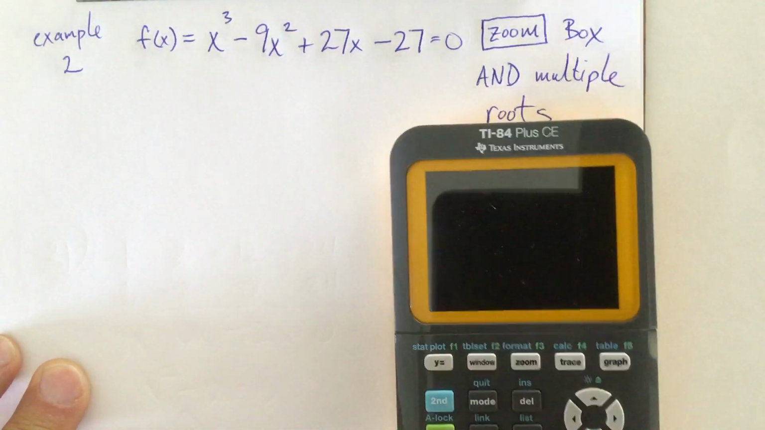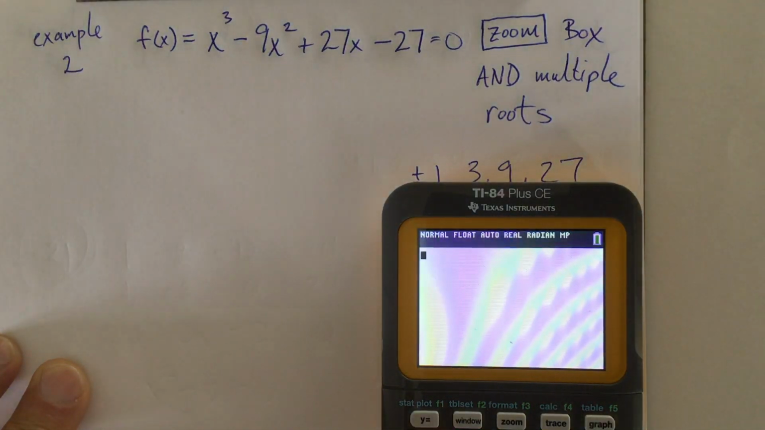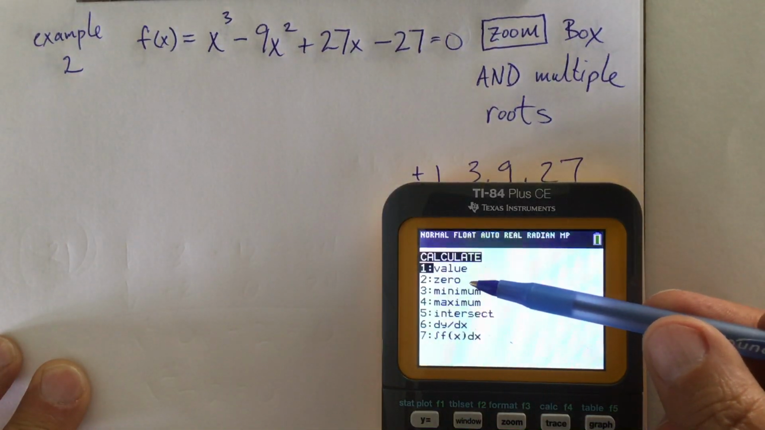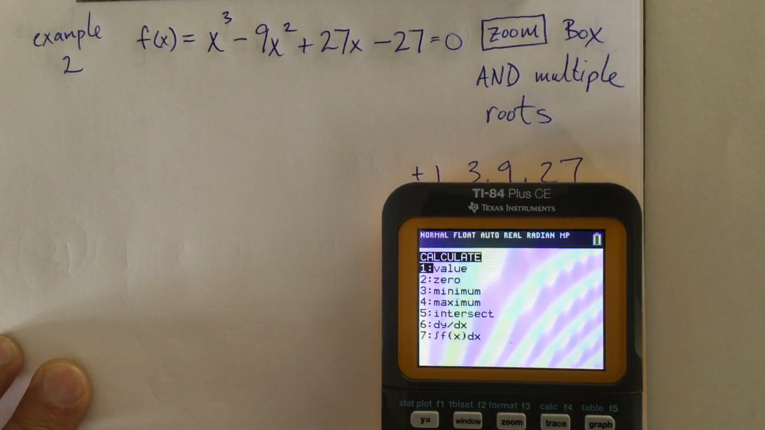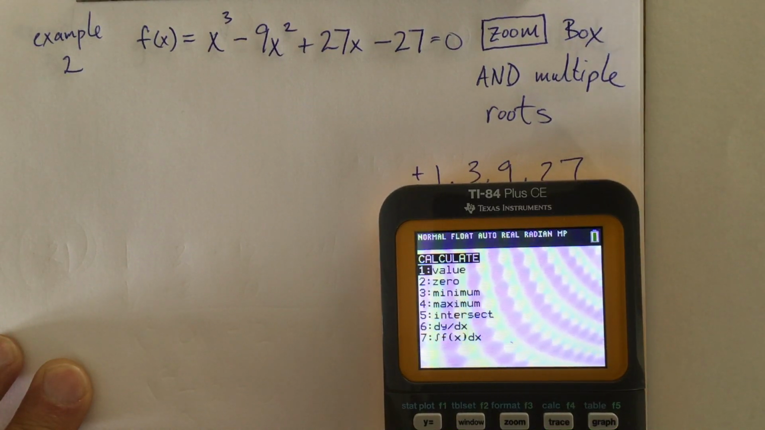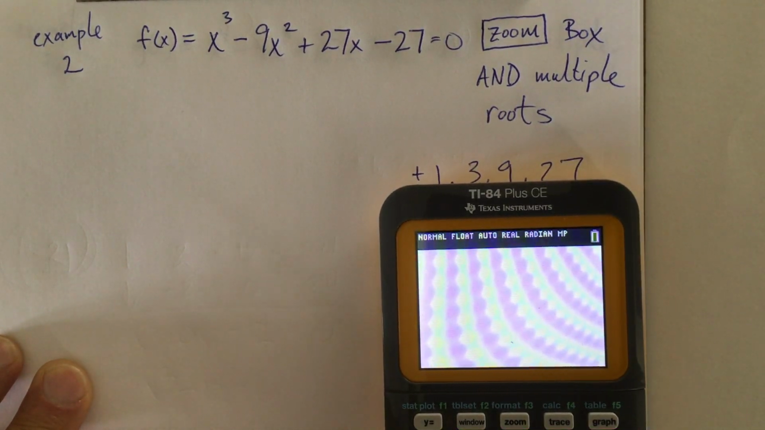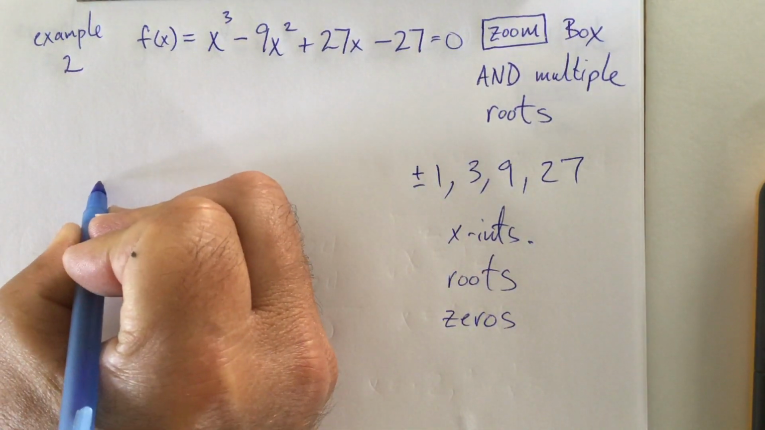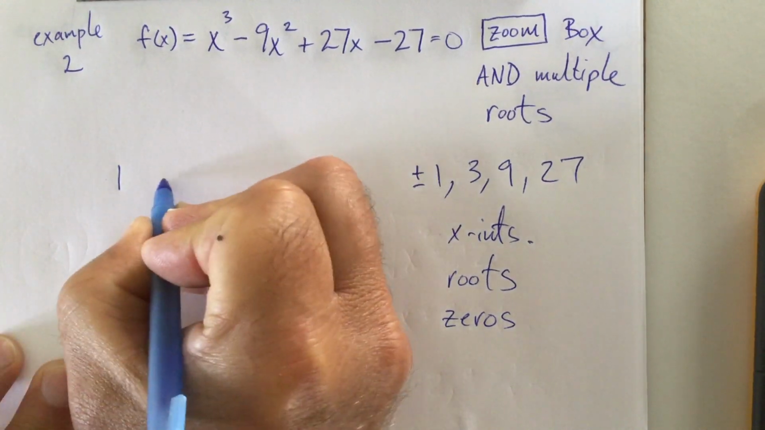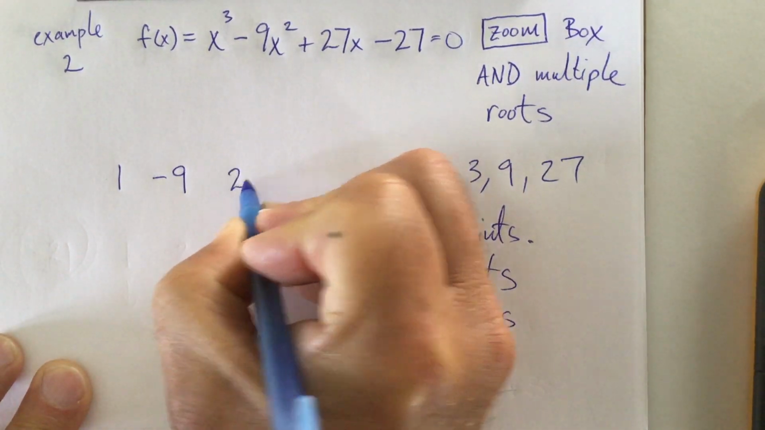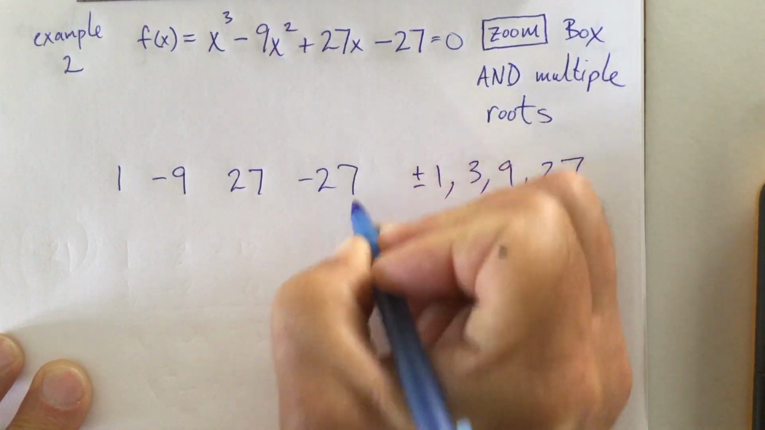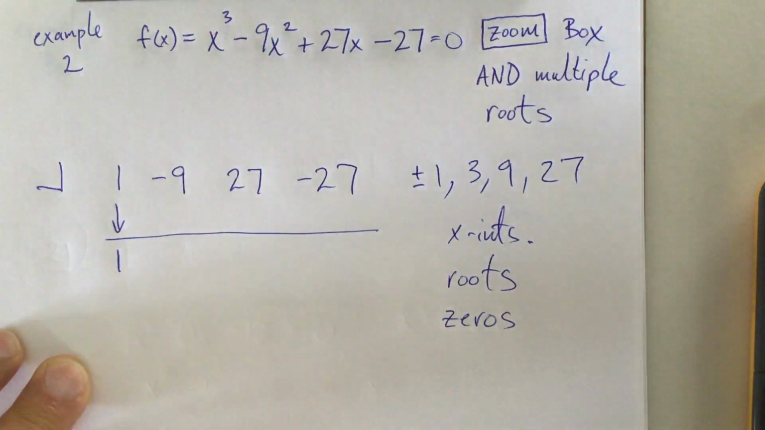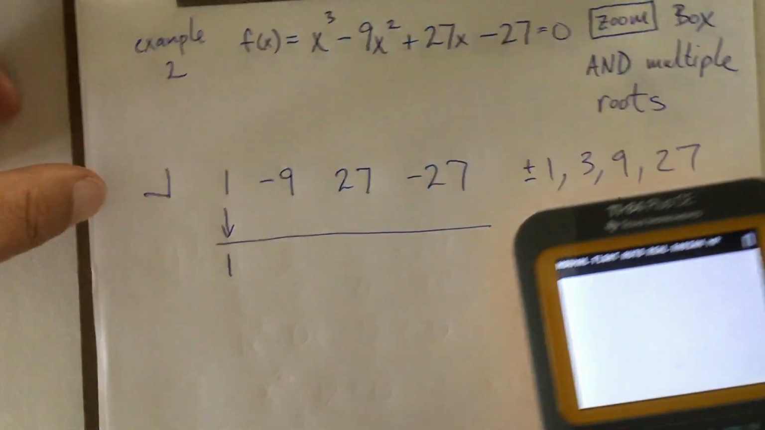In fact, on your calculator, let me show you this. Second trace. So I'm going to the calculate menu. Look, there's a thing here that says zero. We're not going to worry about it right now. We don't need that, but it is there. So anyway, I'm going to get rid of this. Second quit. So here we go. I'm going to be doing some synthetic division. So I need a 1, a -9, a 27, and a -27. I am going to draw this line. I'm going to bring down the first number. Got to pick a shelf number. So here we go.